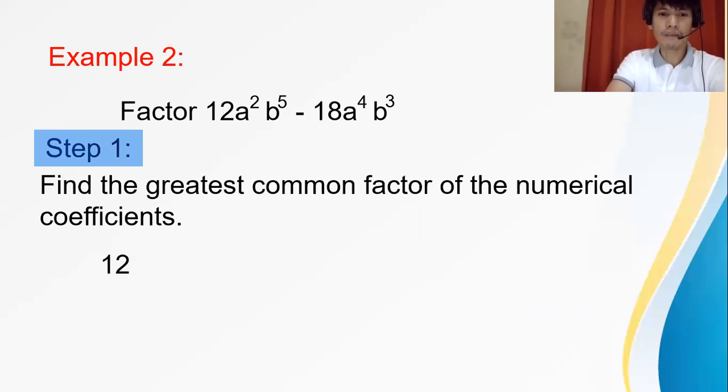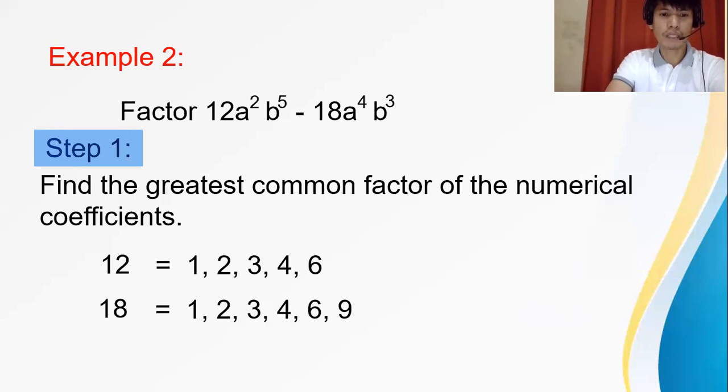So we have 12, then 18. The factors of 12 are 1, 2, 3, 4, 6. Then the factors of 18 are 1, 2, 3, 6, 9. And therefore, the common factors are 2, 3, 6. But we are looking for the greatest common factor. So, the greatest common factor, 6, is the greatest of all the common factors. Therefore, our answer is 6.